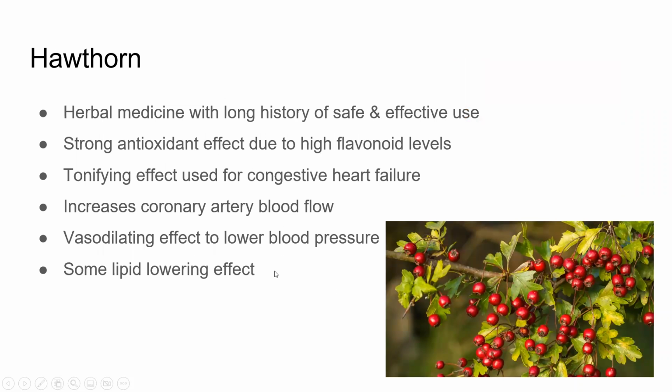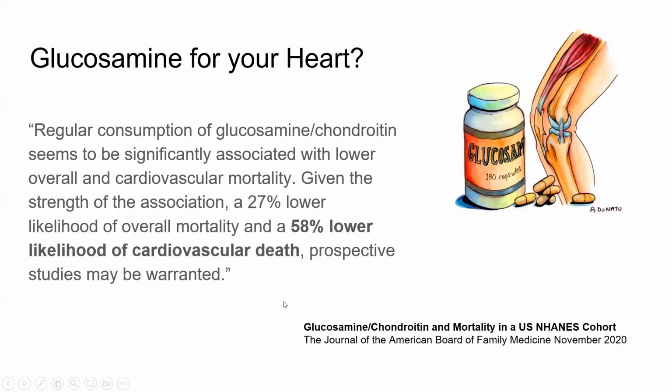Hawthorn is a really nice herb that I use for lots of cardiovascular issues, some of which are listed here. Cool little study not too long ago about glucosamine. I thought that was interesting. I haven't tried to use this too much, but I'm starting to a bit. People use glucosamine chondroitin a lot because they think of it as a joint supplement. The study showed good reduction in overall cardiovascular mortality and events when people had taken regular amounts of glucosamine chondroitin.